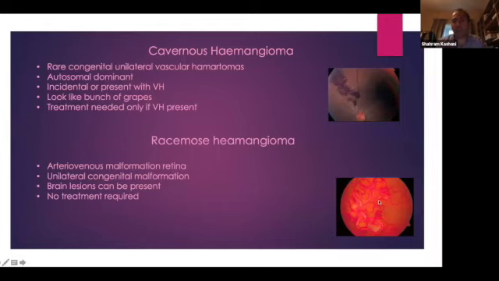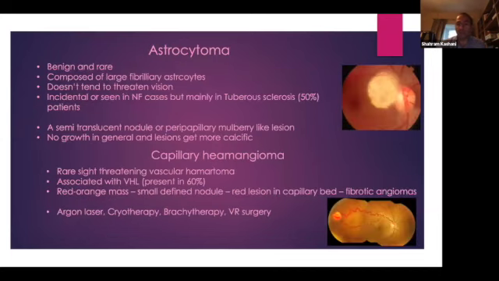That's called racemose hemangioma, which occurs as a result of arteriovenous malformation, and it's often unilateral and congenital. So just some pretty pictures really of things that you might see in the back of the eye. Just remember, if it's yellow like that, then it's an astrocytoma.